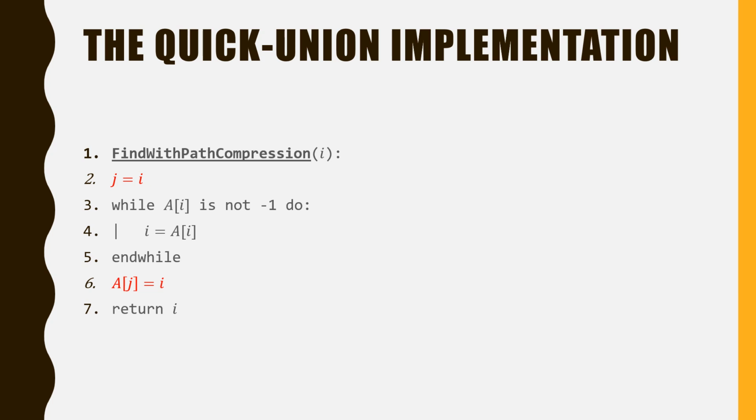Here is the pseudocode for the find operation with path compression. In line 2, we record the node that is being accessed. In lines 3 to 5, we traverse up the tree to locate its root. In line 6, we update the accessed node to point directly to the root, effectively flattening the tree.